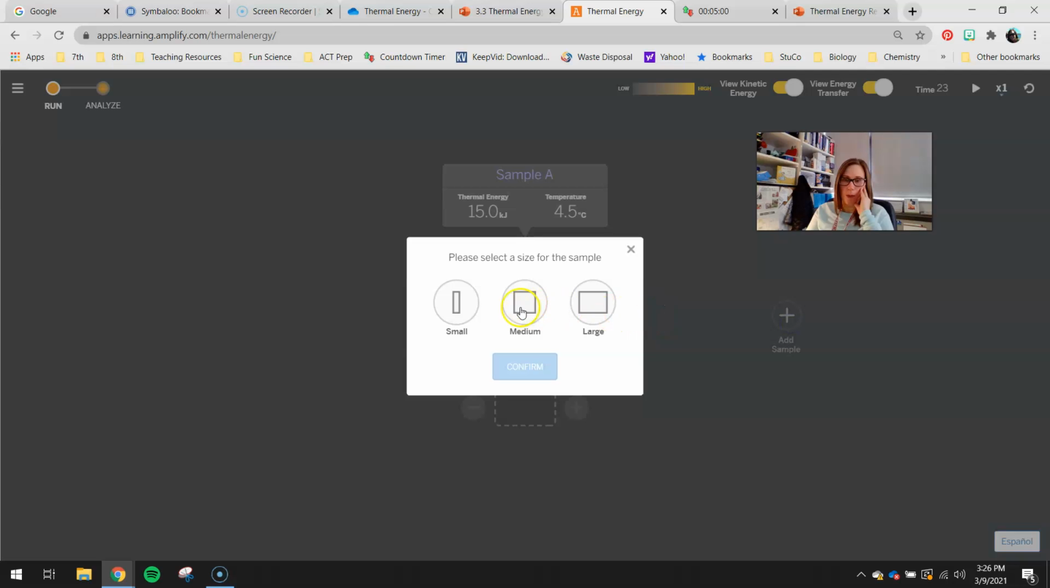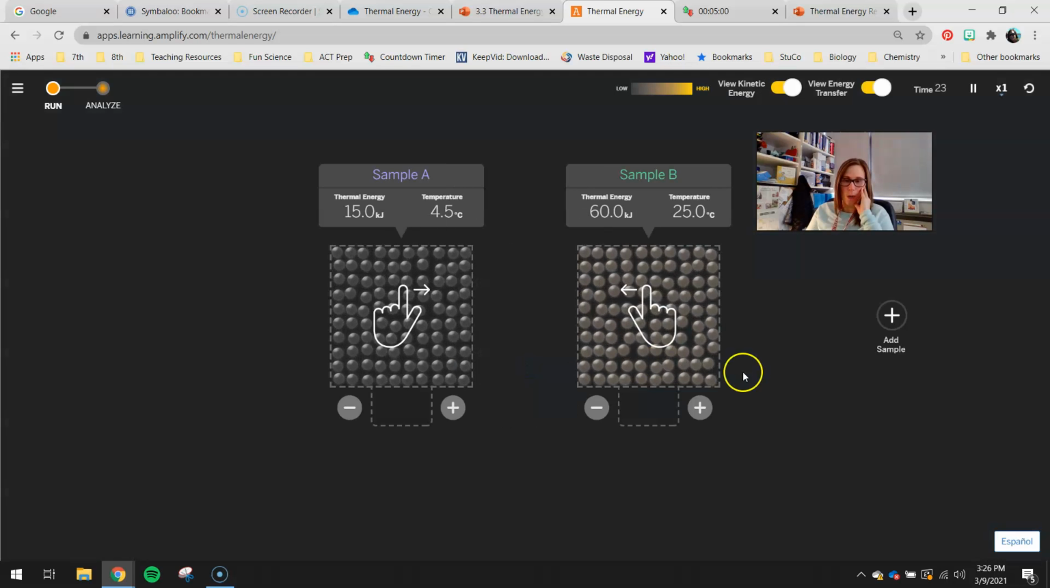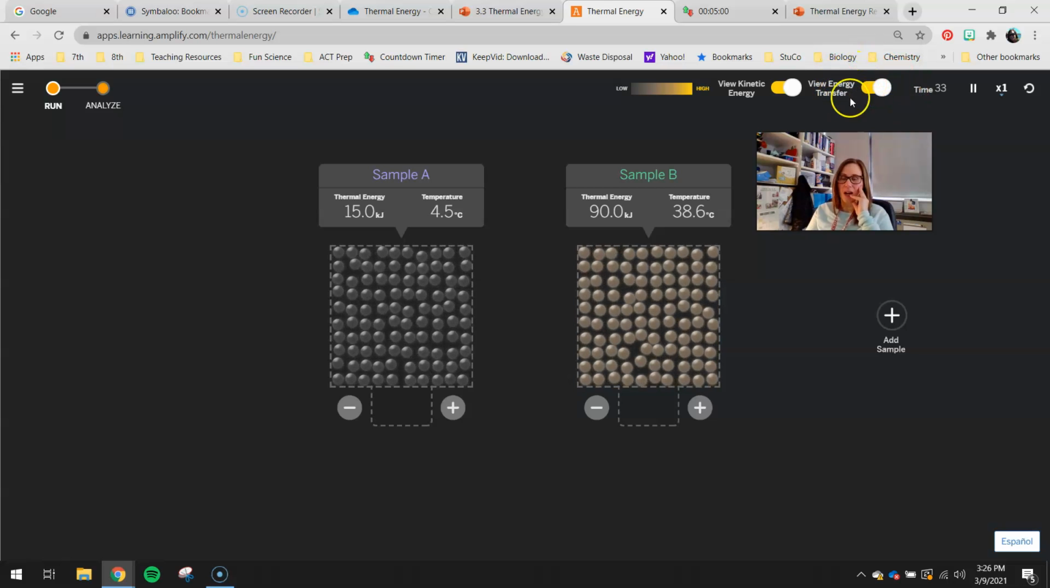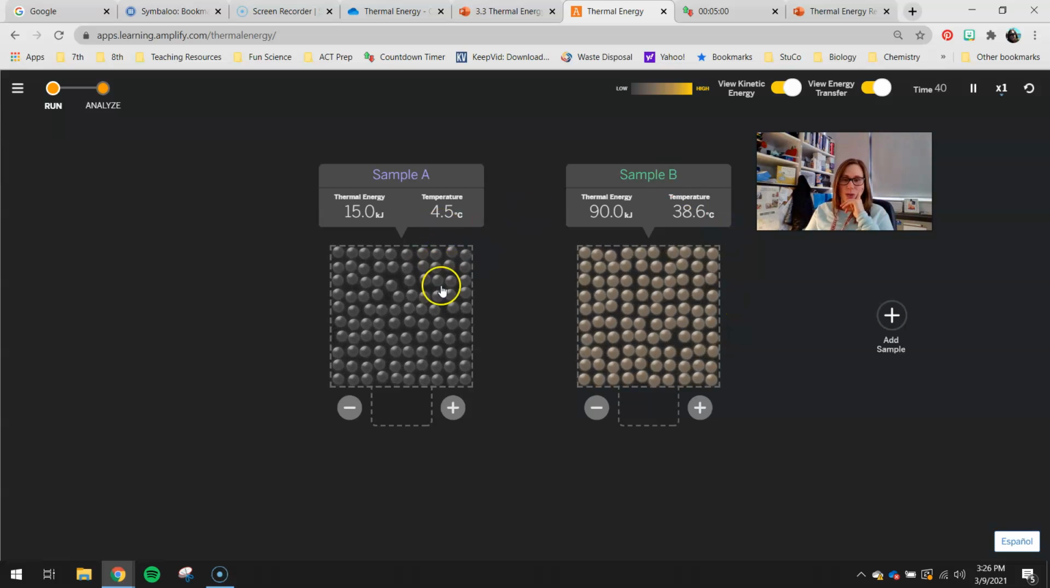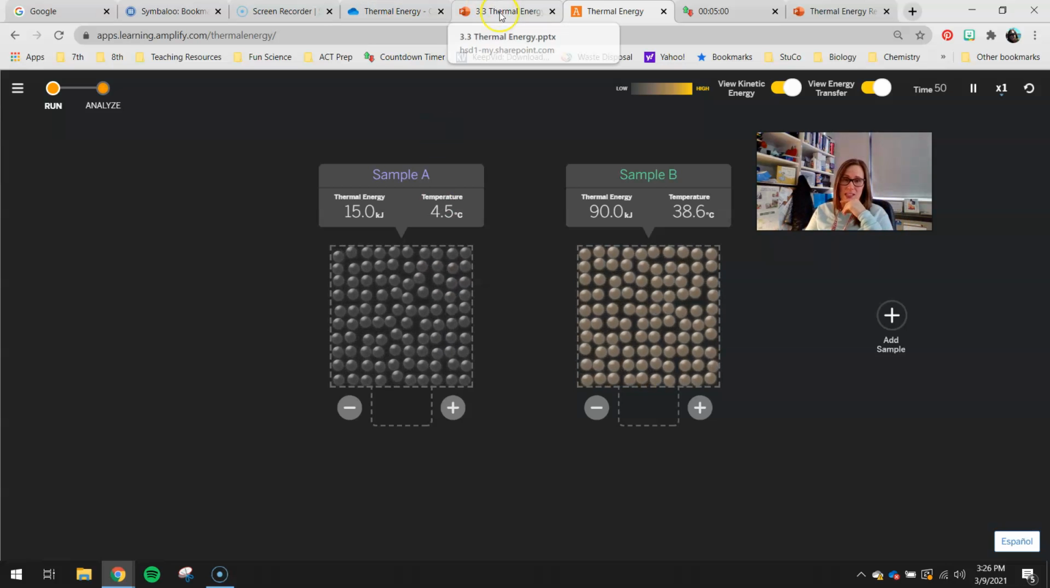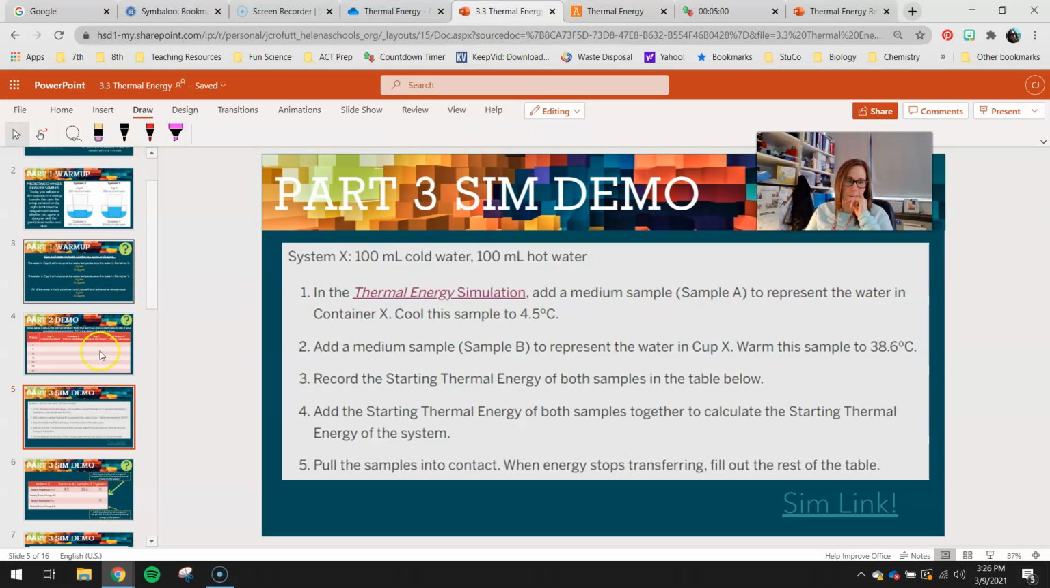So here's our second sample. It's medium, the same size as our cold one, and we're going to heat it up to 38.6. Now our temperature is 38.6. Because we have the view energy transfer toggle clicked, when we push these two samples together in a second, not yet, we still have more data to collect, you'll see an arrow showing which way the energy is going to transfer. When that arrow disappears, that indicates our system is at equilibrium. I'll talk about that in a second. But first, let's collect a little more initial data before we push the two samples together.